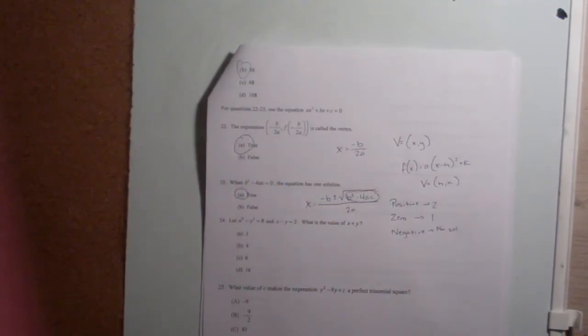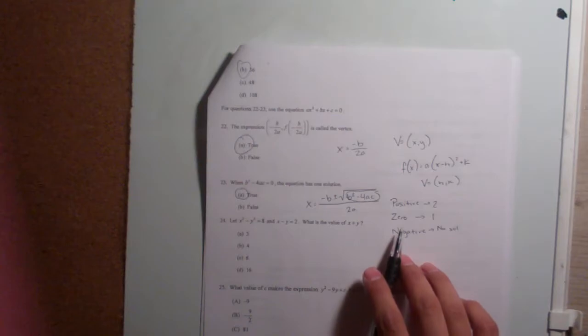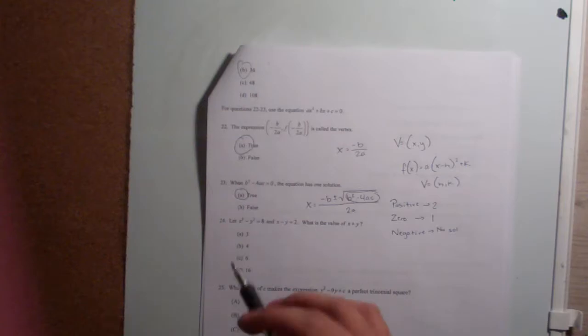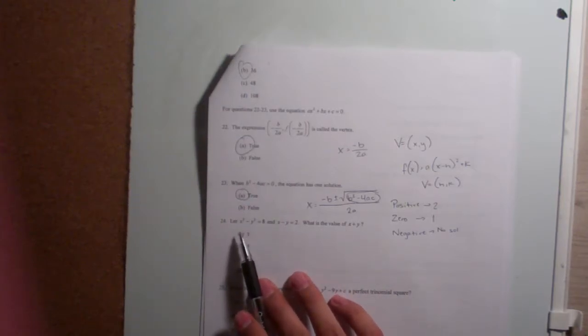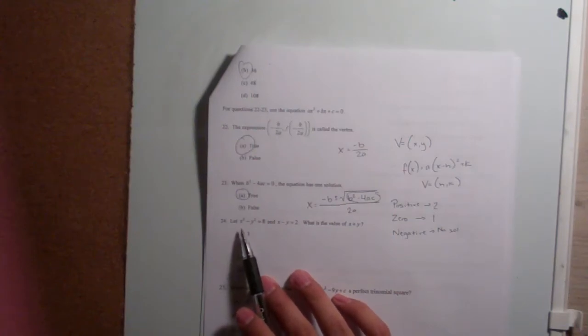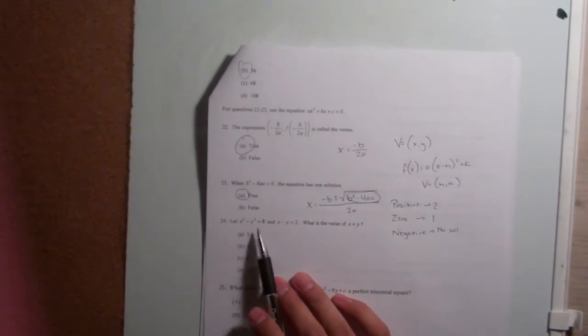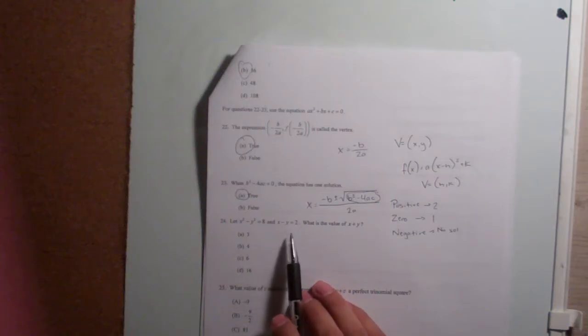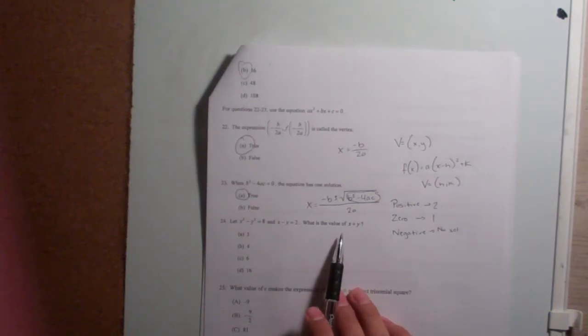I would like you to make sure you understand this, so that if I were to give this to you on the final, you would understand that a positive value inside the square root means two solutions. Number 24, I'm just going to read it. It says, let x squared minus y squared equal 8, and x minus y equals 2. What is the value of x plus y?